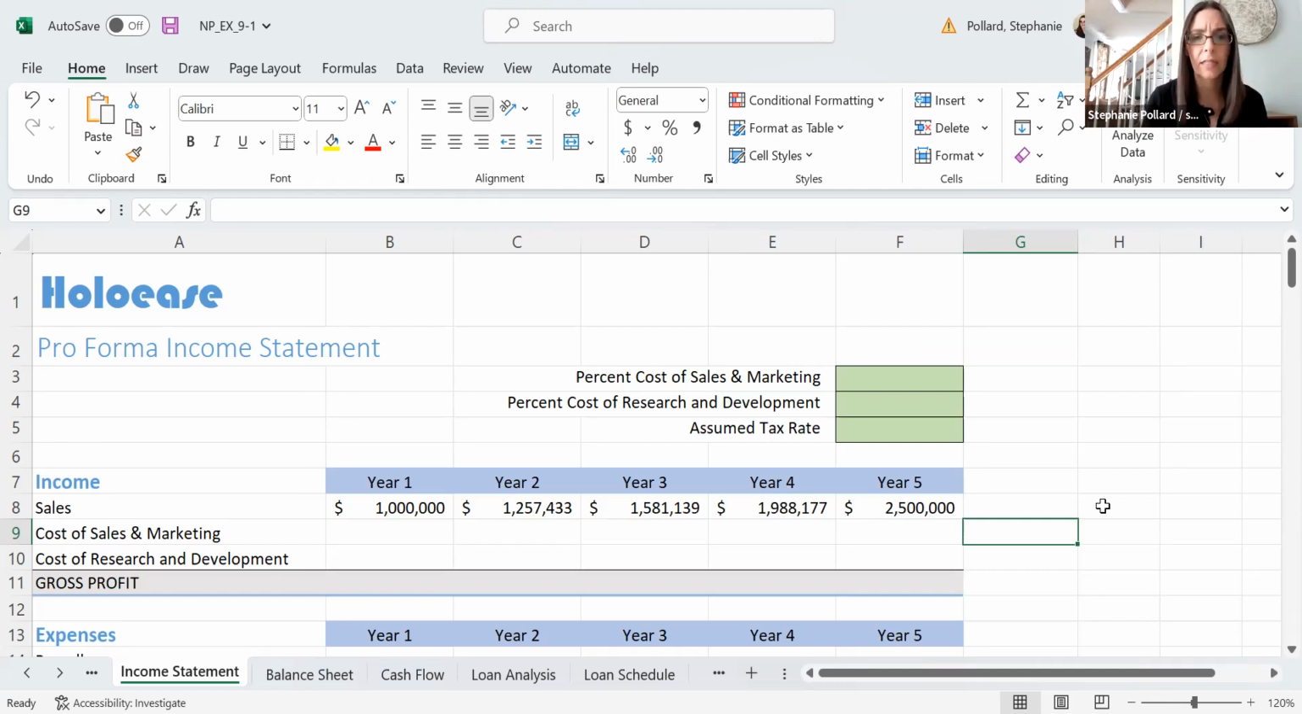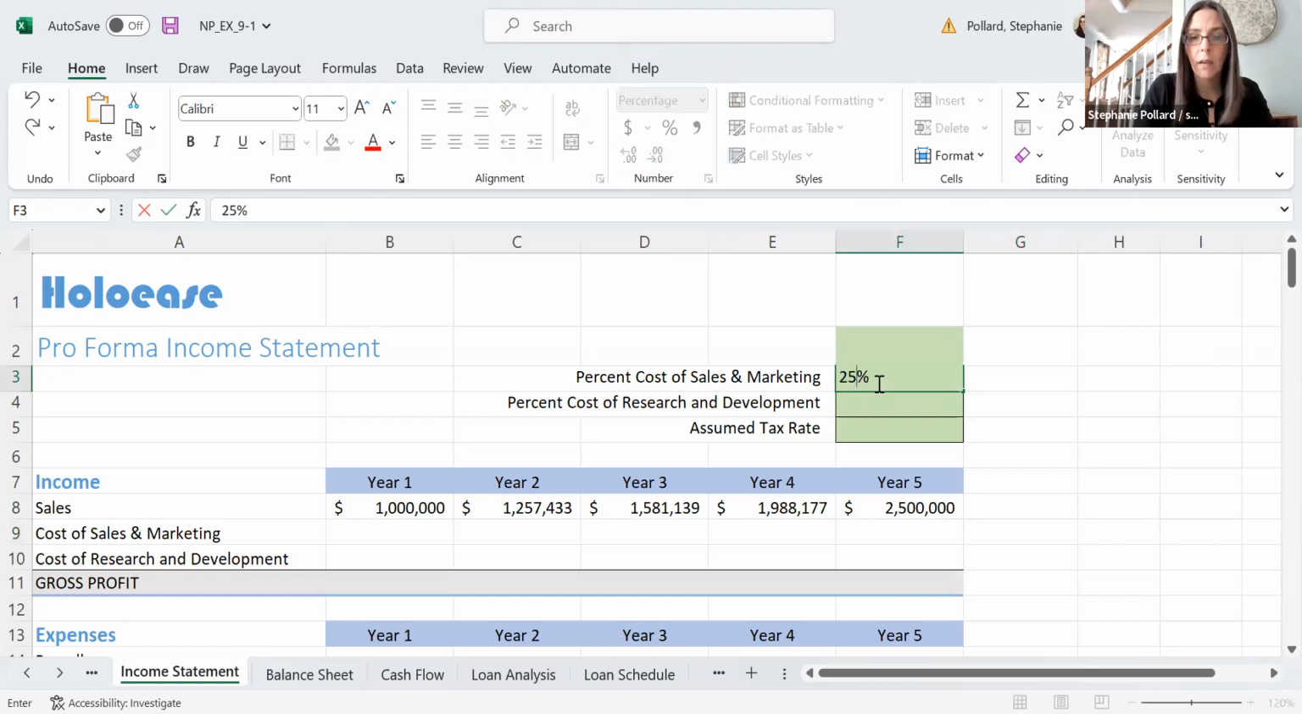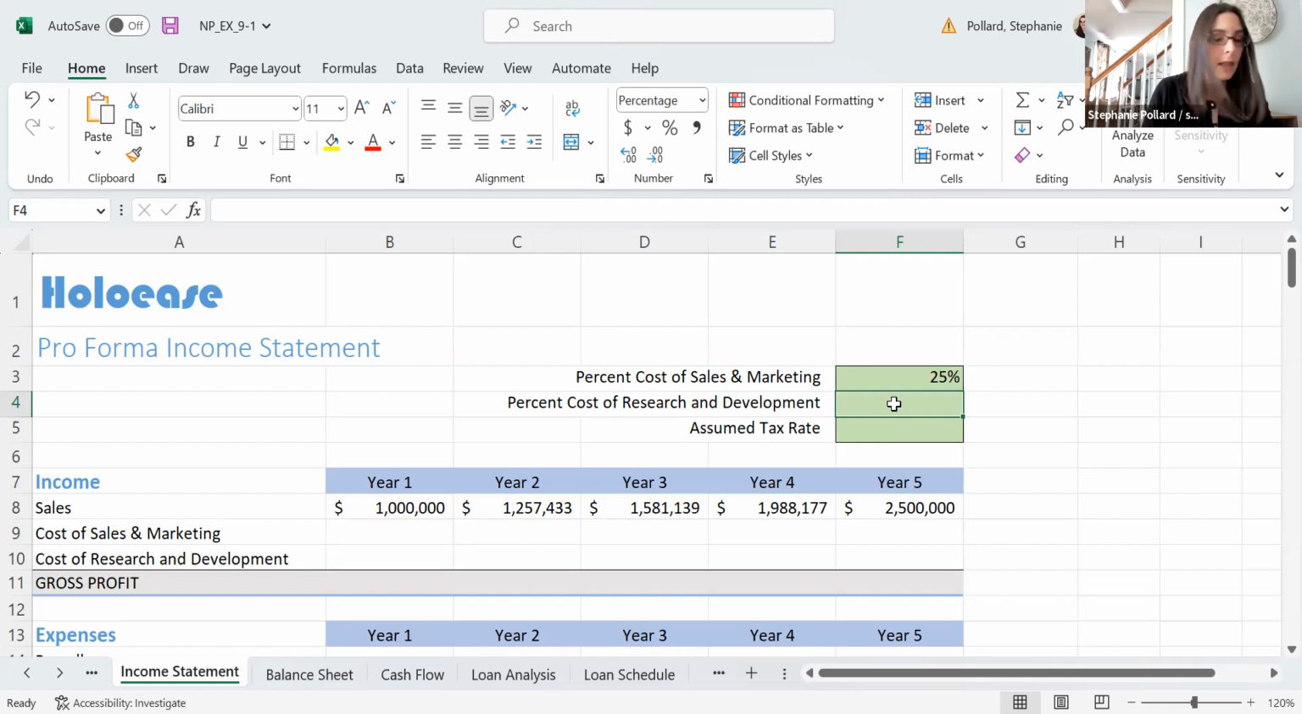And let's go ahead and fill in some additional cells. So again, we've done some research and perhaps we plan to spend about 25% of our gross sales there on marketing. Cost of sales and marketing. Let's do the cost of research and development. Let's say we estimate that is going to be 15. So again, you would do some research about how much you think you're going to spend of the amount of money coming in on each of these departments, right? And then we can incorporate those percentages here.